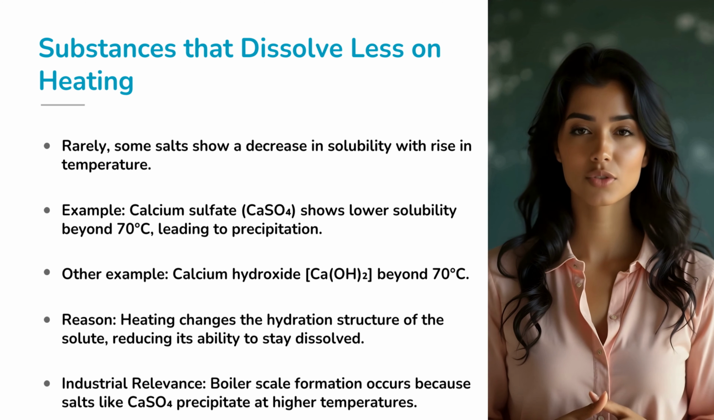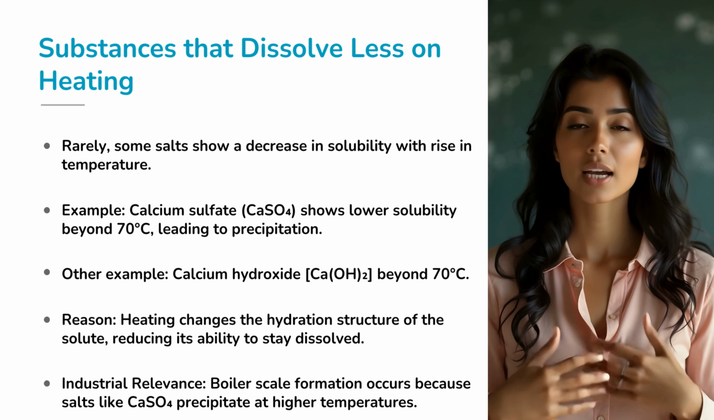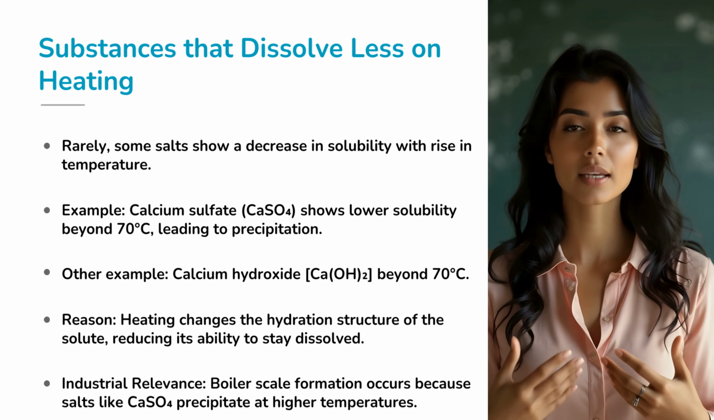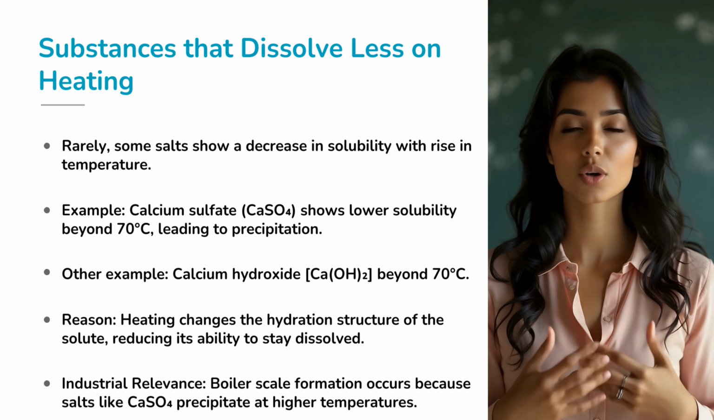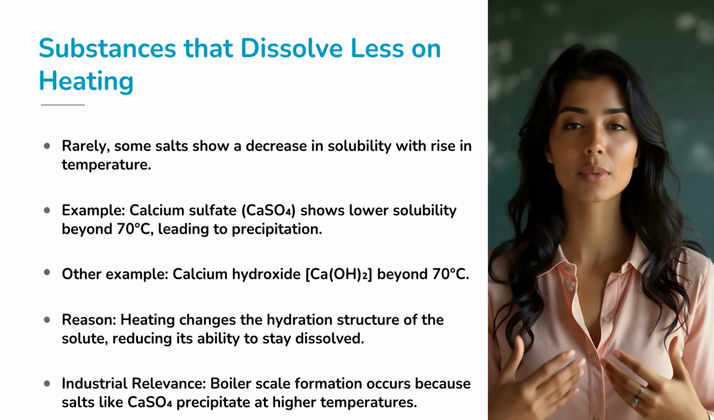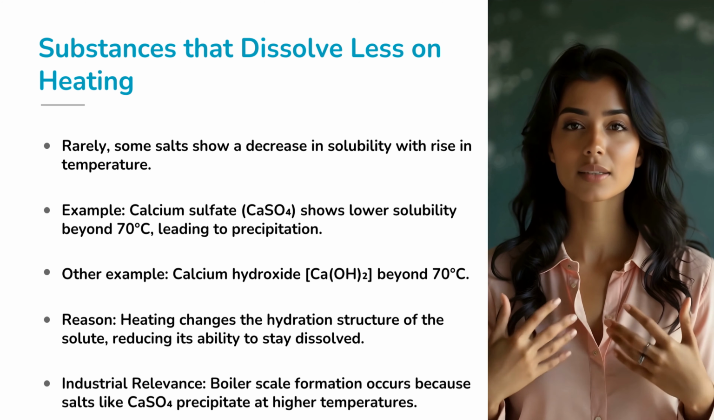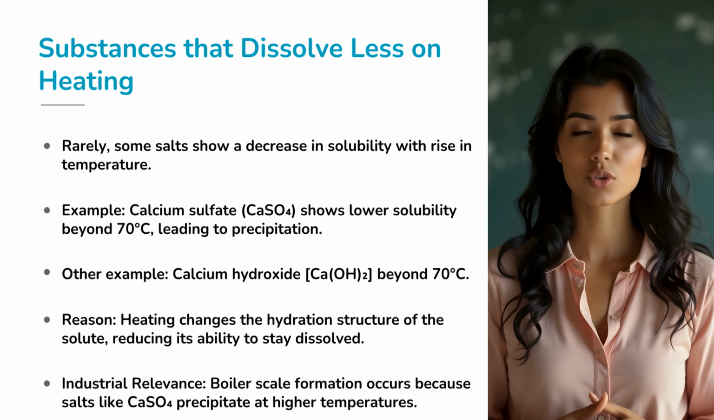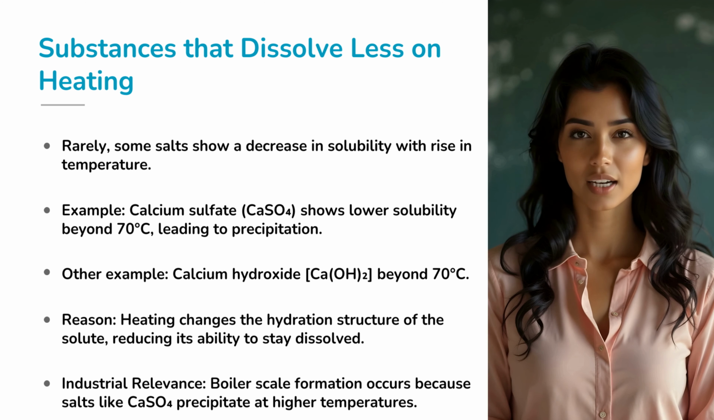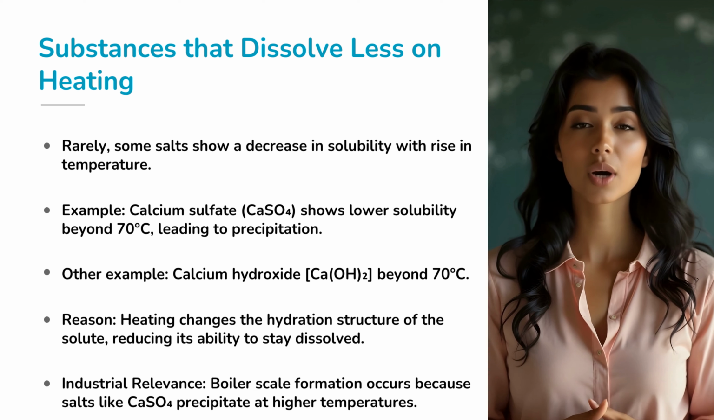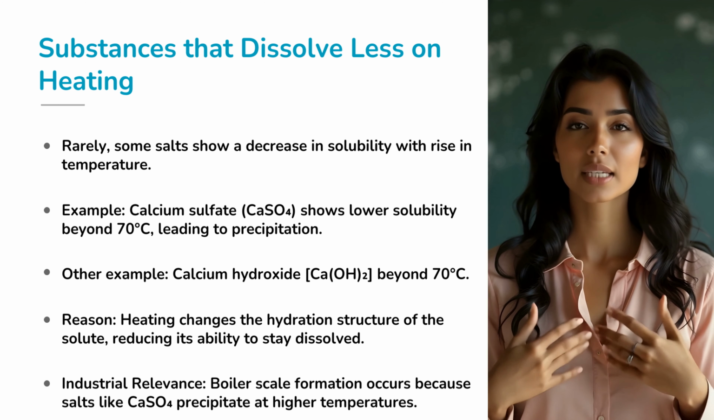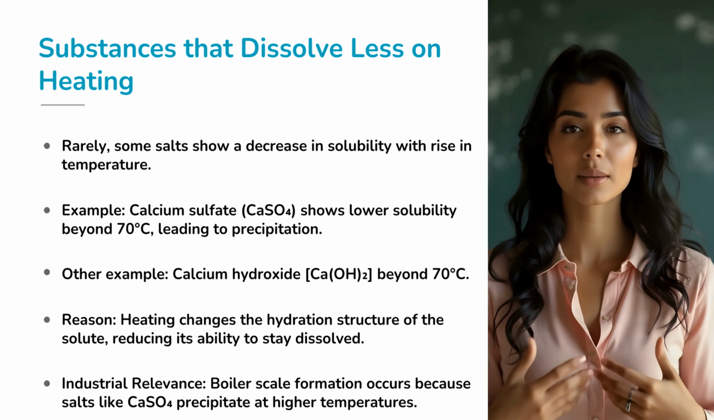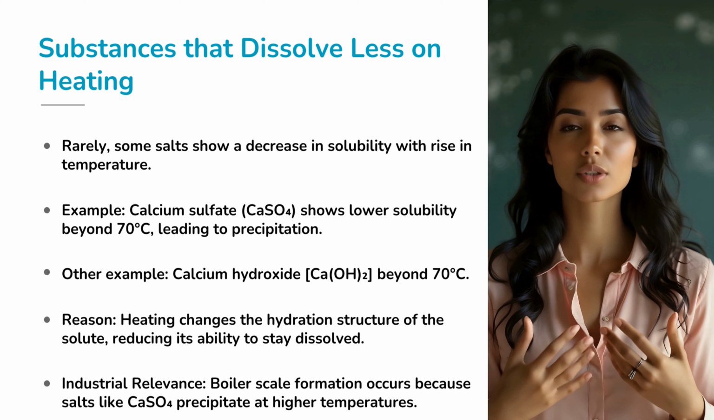Interestingly, there are a few salts whose solubility actually decreases with temperature. For example, calcium sulfate becomes less soluble as the temperature rises beyond 70 degrees Celsius. Similarly, calcium hydroxide also shows reduced solubility at higher temperatures. Why does this happen? Heating disturbs the hydration shell around these ions, making them less likely to remain dissolved.